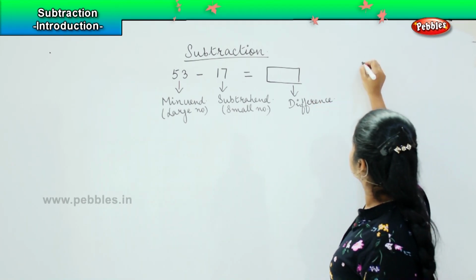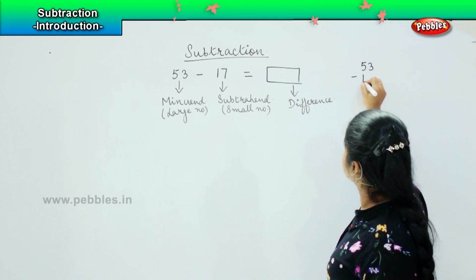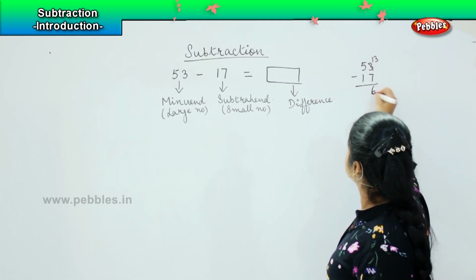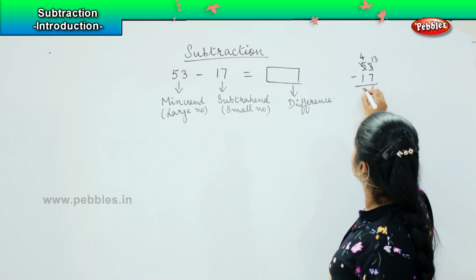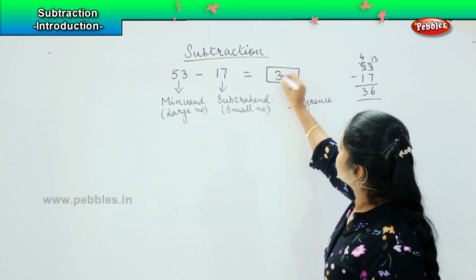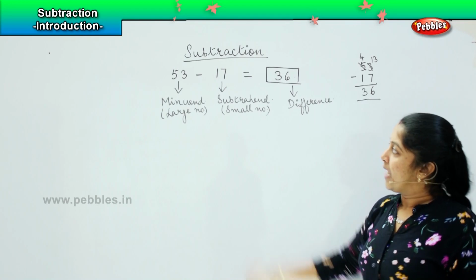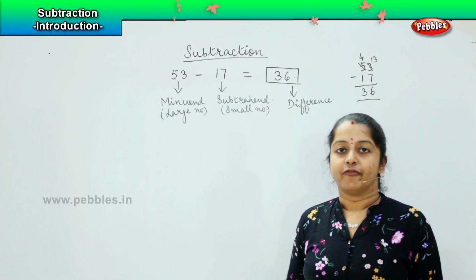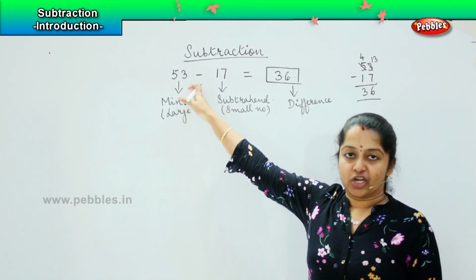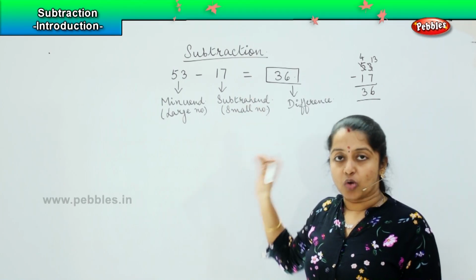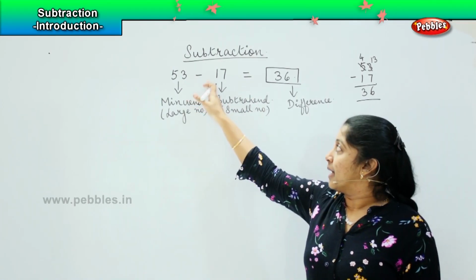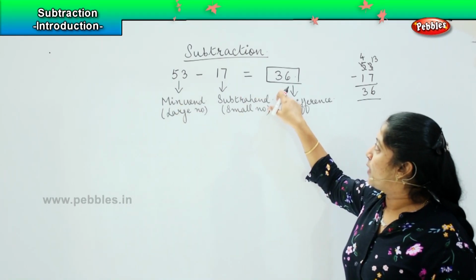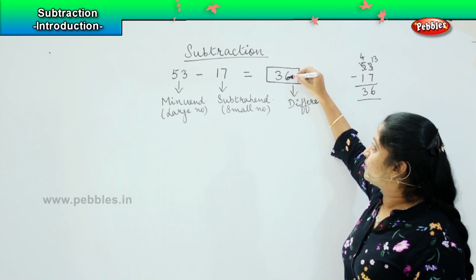Okay. So let us see what is the answer. So 53 minus 17. So 13 minus 7 is 6. 4 minus 1 is 3. So my answer is 36. Okay. So as I said, 53 is your minuend. Minuend will always be the large number. We will always be subtracting from minuend. Okay. Subtrahend is the smaller number with which we will be subtracting the minuend. And the result that we obtain, that is called as my difference.